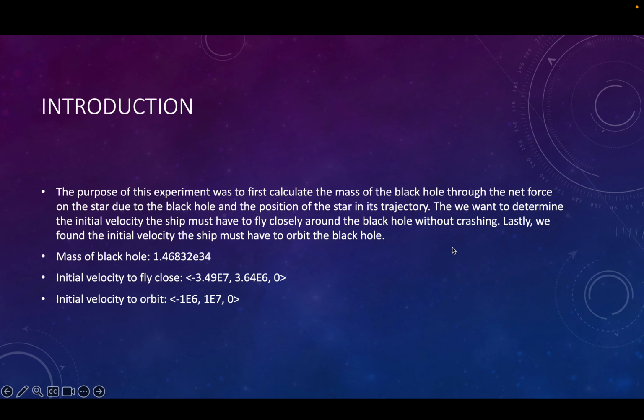So the purpose of this experiment was to first calculate the mass of the black hole through the net force on the star due to the black hole and the position of the star and its trajectory. Second, we wanted to determine the initial velocity the ship must have to fly closely around the black hole without crashing. And lastly, we found the initial velocity the ship must have to orbit the black hole. And this is a little preview into the data that we ended up collecting in the lab.